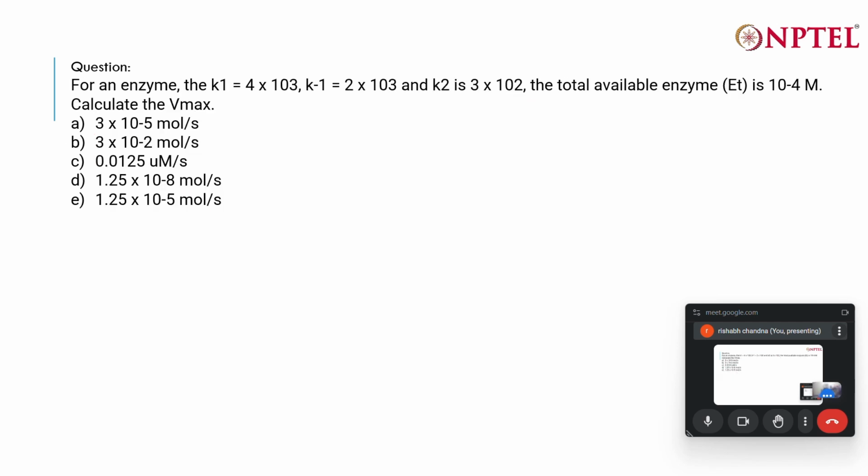For an enzyme, K1 is 4 into 10 to the power 3, K minus 1 is 2 into 10 to the power 3, and K2 is 3 into 10 to the power 2. The total enzyme available, ET, is 10 to the power minus 4 molar. Calculate the Vmax. So for Vmax, we need kcat and ET. Okay, so this is what we need for calculation of Vmax.